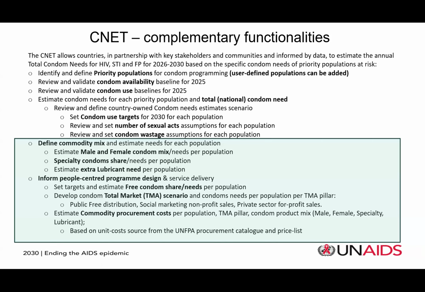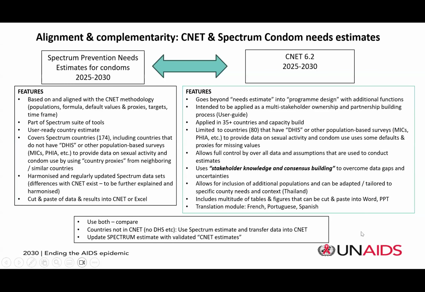So it has a number of complementary functionalities. It goes more deeply into defining the commodity mix, male and female condom mix, and also goes into specialty condoms and lubricant considerations. And it has this additional design element that allows you to think about the total market approach. So different sectors: public free distribution, social marketing, private sector for different populations, and the cost component as well.